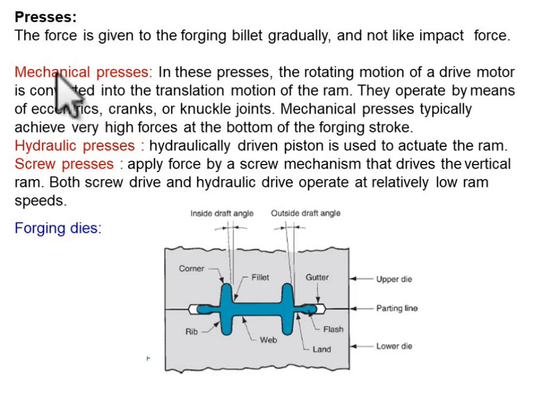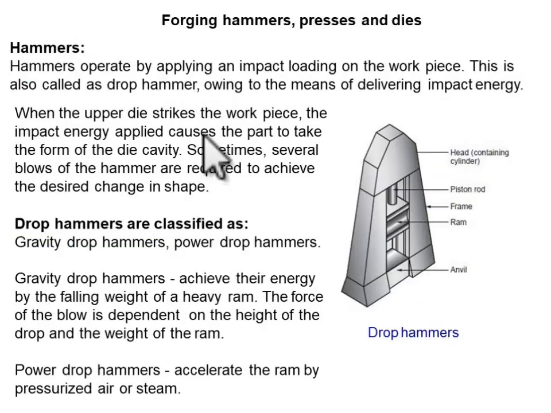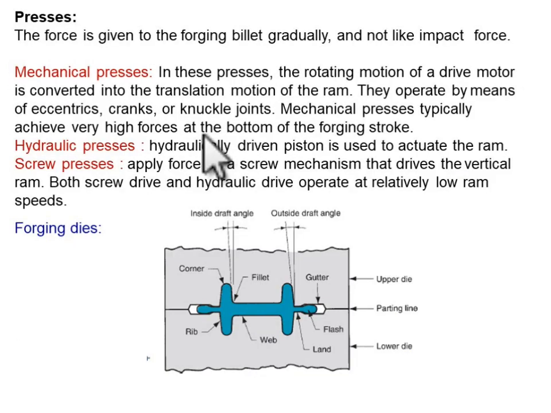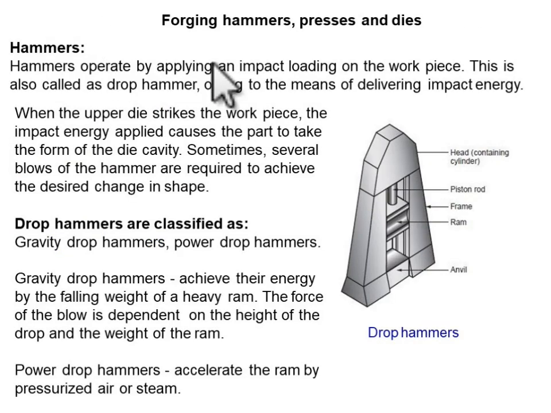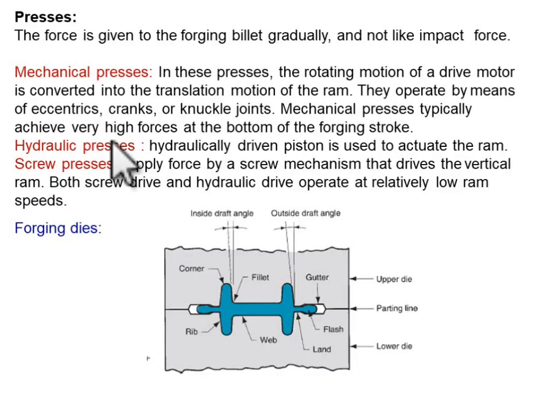Now also we have presses. The difference between hammers and presses is that the presses apply loads gradually here. The force is given to the forging billet gradually, and this component is termed as presses. And in case of hammers, the force is applied in the form of impact. So this is not the impact force in terms of presses.